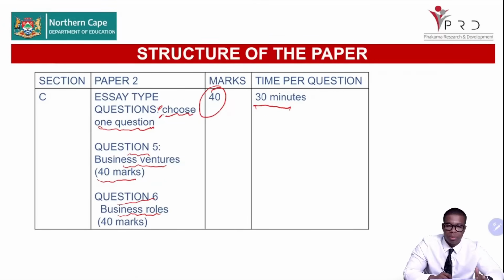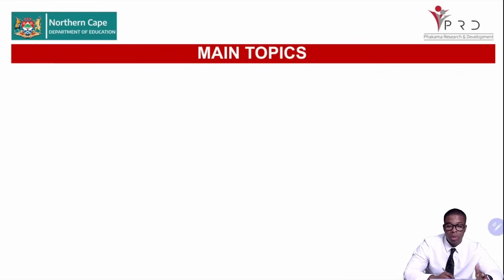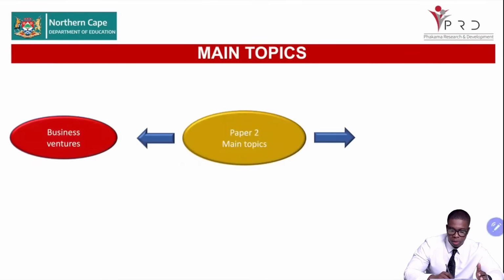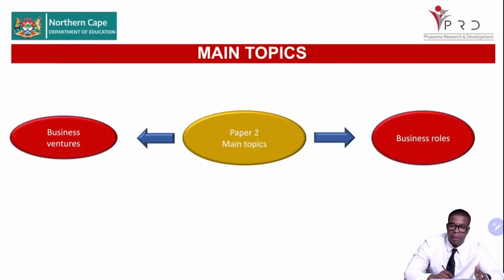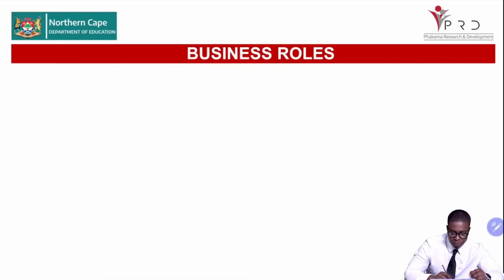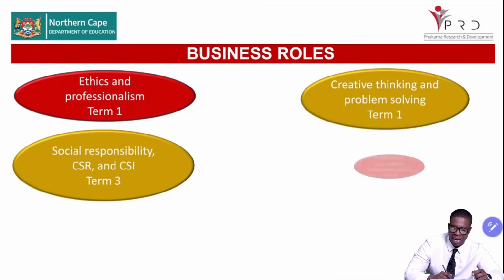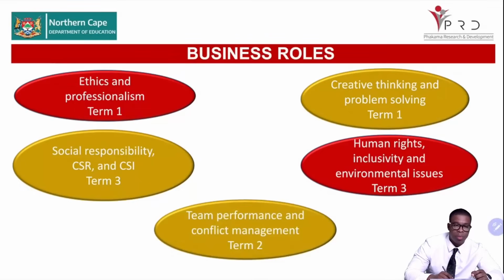Now let us move to the second part of our lesson, where we talk about the main topics that are assessed. We have the following main topics: the business ventures as question 2 and the business rules as question 4. And the business rules as question 3. Then, as we proceed, these are the subtopics that are assessed in your business rules.